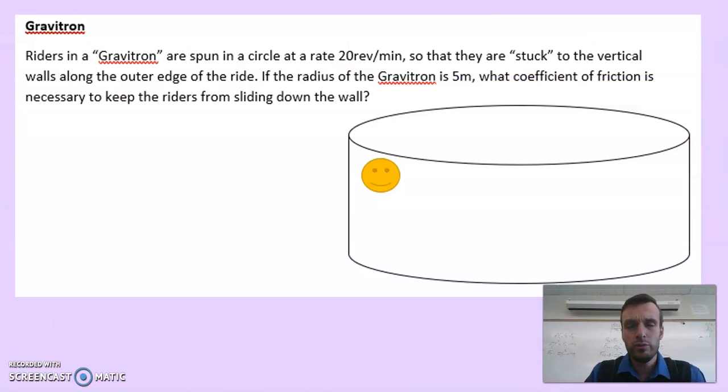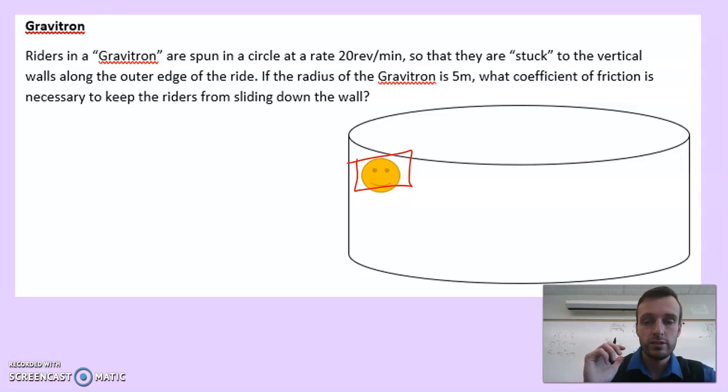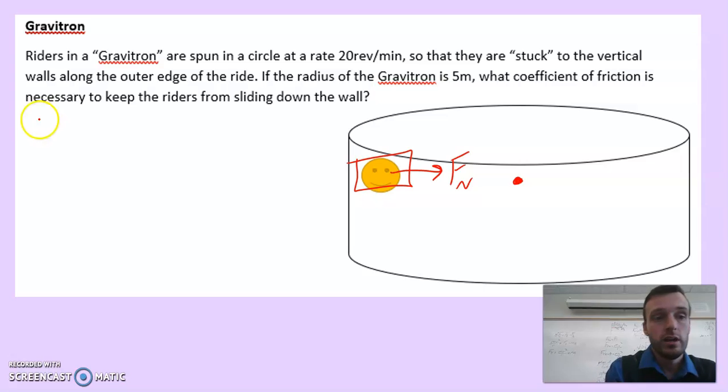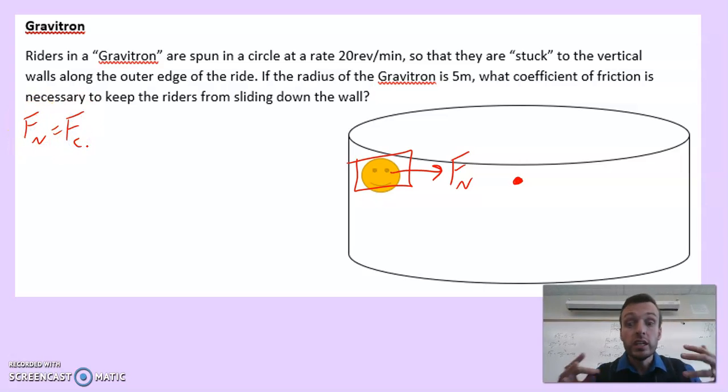We talked in the last two lessons about this idea of centripetal force. So if you were on a gravitron, that ride where you spin around and your back is to the wall, and the wall pushes you towards the center, what this means is that the normal force is actually the force acting towards the center. We can say that the normal force is the centripetal force. What is the centripetal force? It's the normal force.